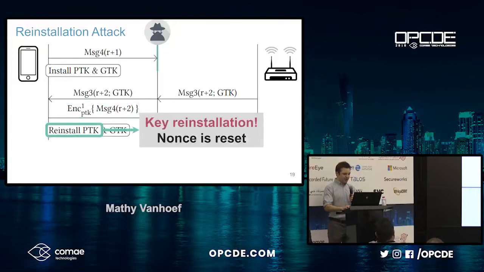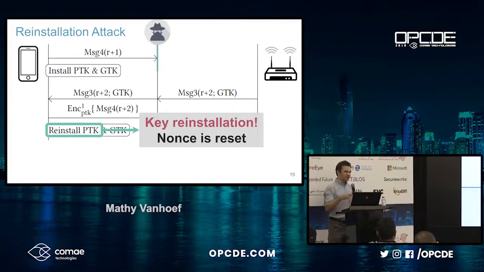So what we have now is message 4. It's encrypted using a packet number of 1. And now we are reinstalling the session key. And when reinstalling this encryption key, the packet counter, the nonce, is reset to 0. And this is where it goes wrong.